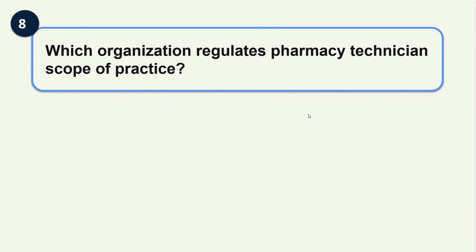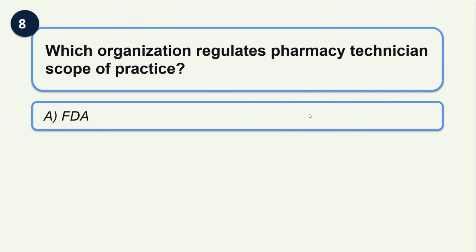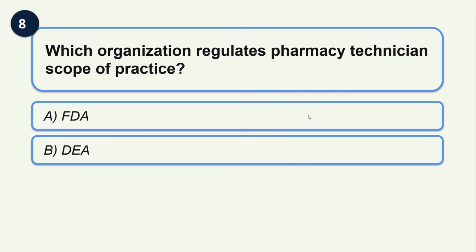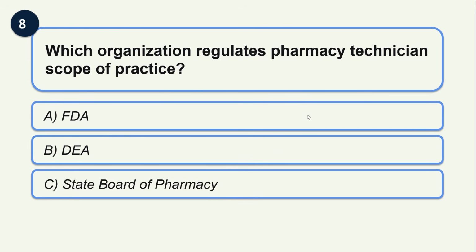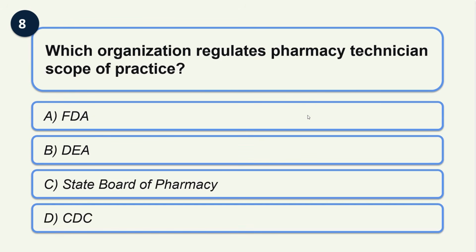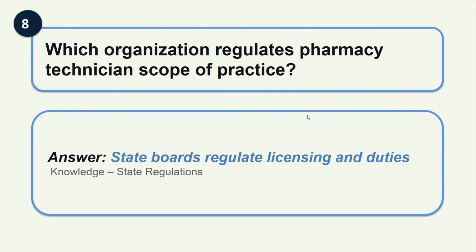Next, which organization regulates pharmacy technician scope of practice? A. FDA, B. DEA, C. State Board of Pharmacy, and D. CDC. The correct answer is the State Board of Pharmacy. The State Board of Pharmacy regulates pharmacy technician licensing and their duties in that particular state.